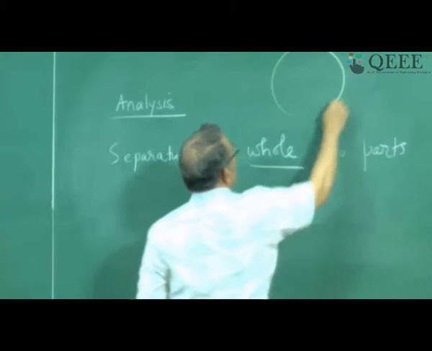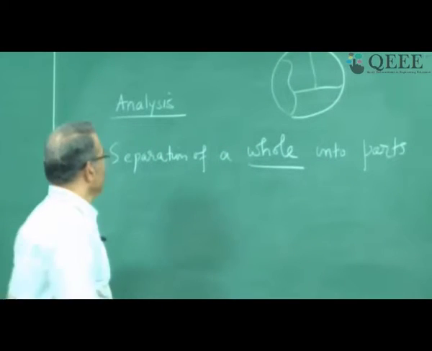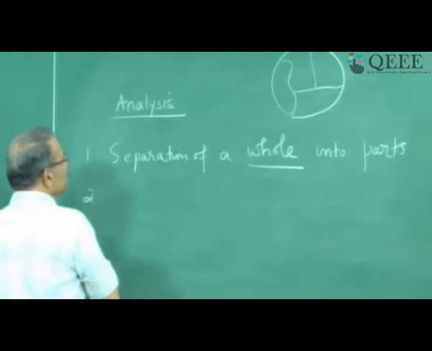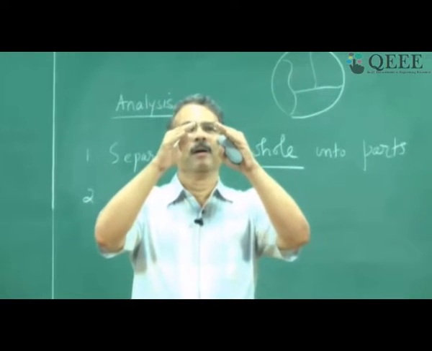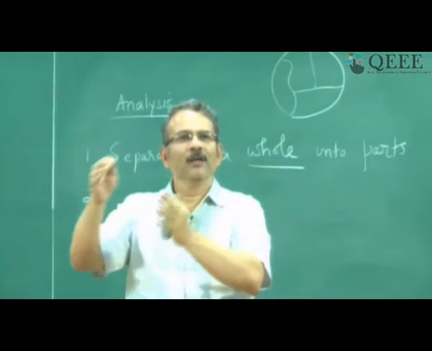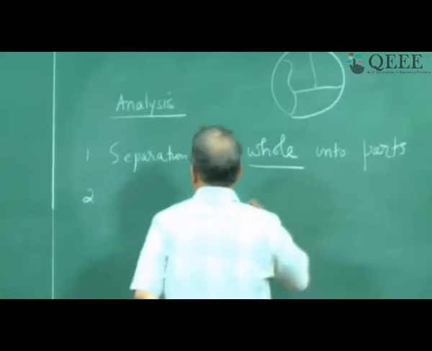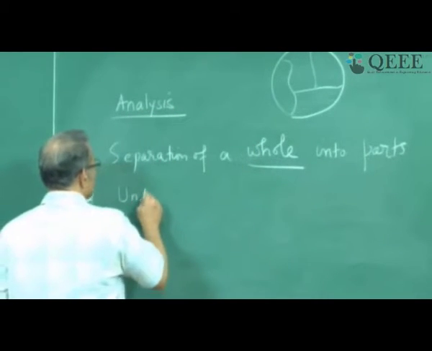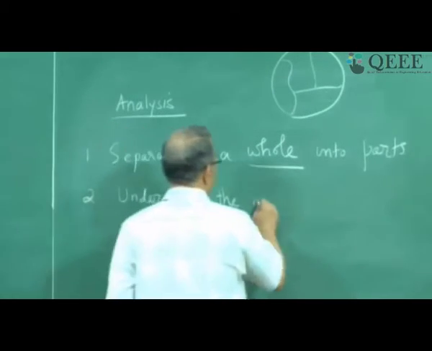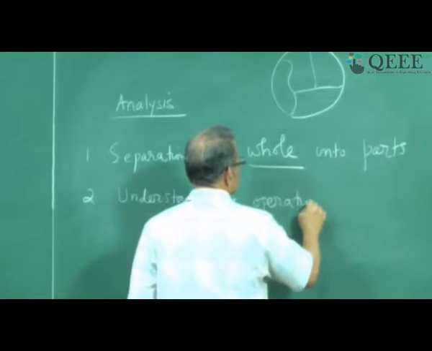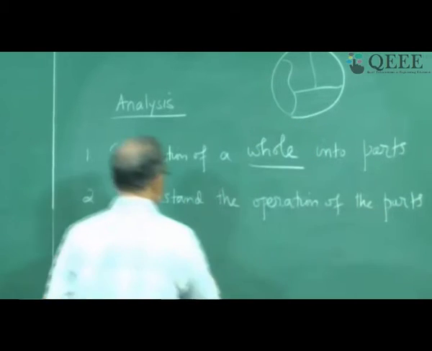We can show it like this. So suppose this is the whole, separate it into parts. Then that is step 1. Step 2, understand the parts in isolation. So you are breaking down a complex problem into smaller problems, right? This breaking down is involved in analysis. Understand the operation of the parts in isolation.